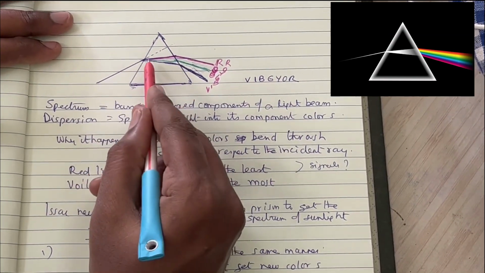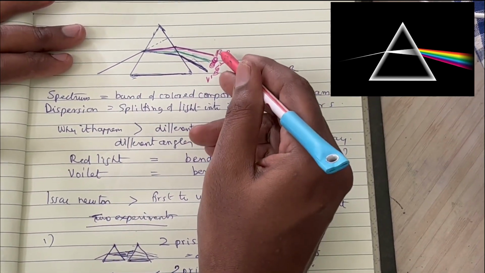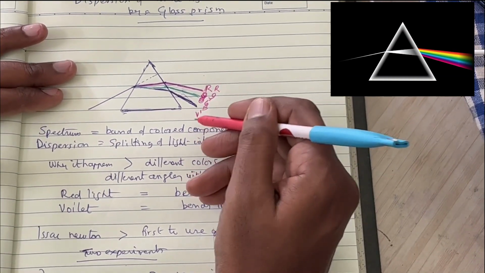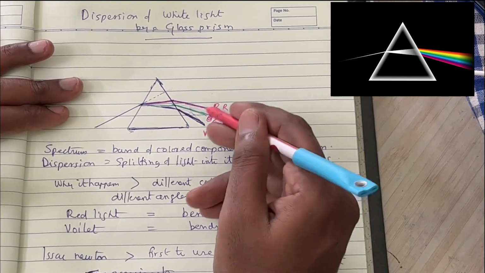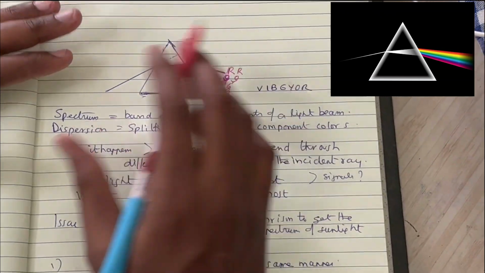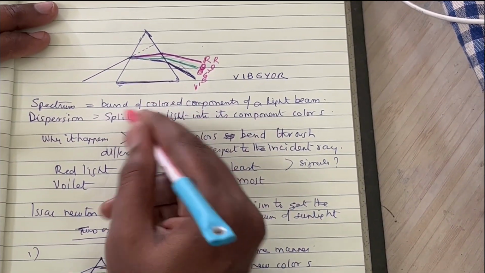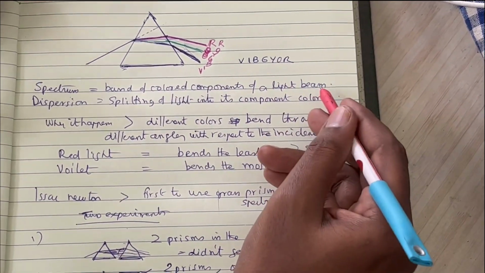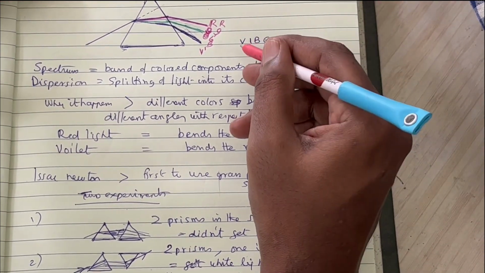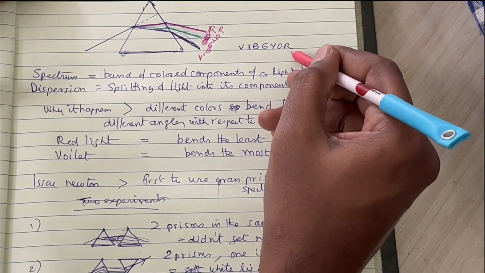So you can see that it's a red. The red part of the white light hasn't got that much deviation, but at the other end, the violet part of the white light has the maximum bending, or the maximum dispersion. This group of colors is what is called a spectrum. A spectrum is the band of colored components of a light beam, and it can be shortened in the form VIBGYOR, that is violet, indigo, blue, green, yellow, orange, and red.